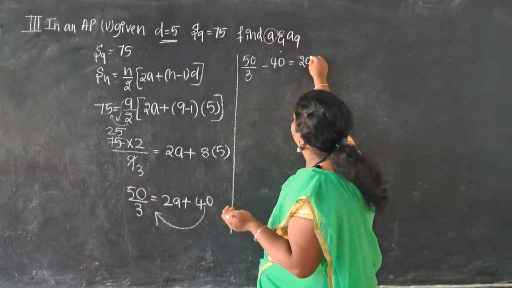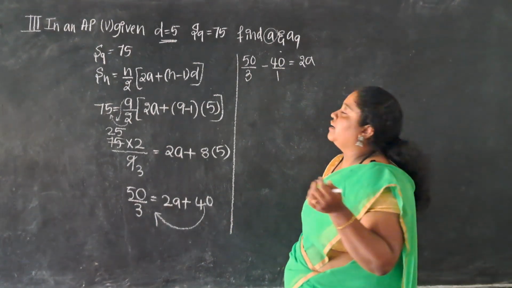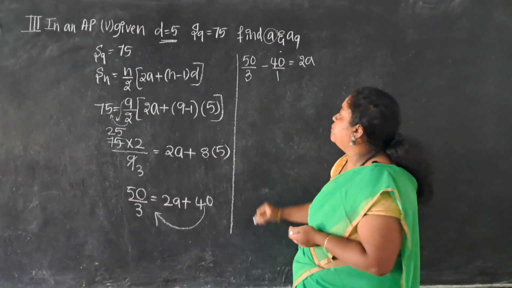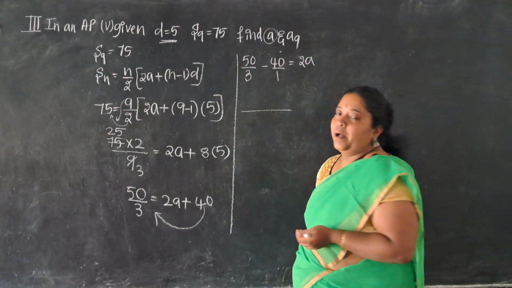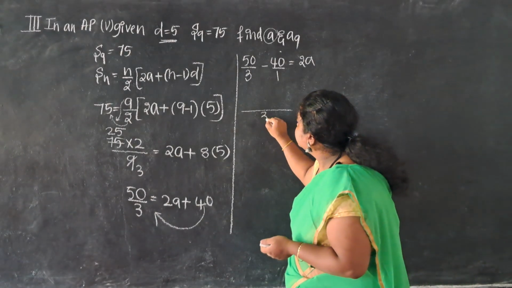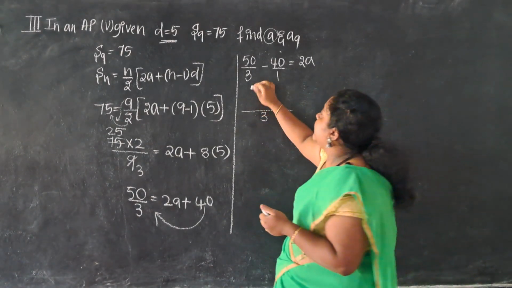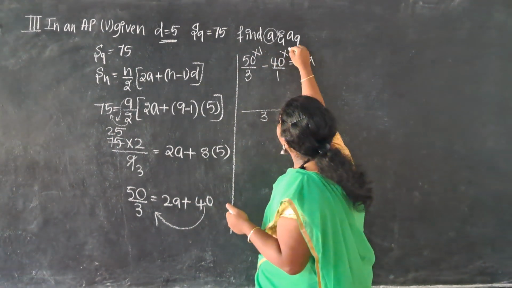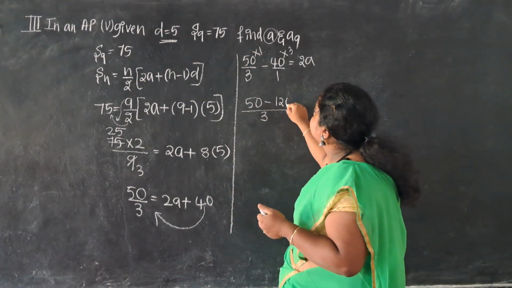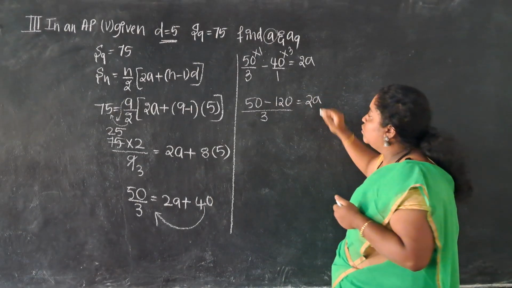is equal to 2a. Okay, if nothing is there in the denominator, I can put 1 in the denominator. Now quickly tell me, how can I simplify? I'll take the LCM. What is the LCM of the denominator? Quickly. It is 3. Okay, 3 1s are 3, 1 3s are 3, 50 1s are 50, 40 3s are 120 is equal to 2a.